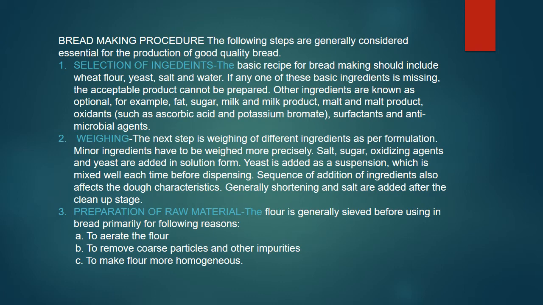So next we are at the third step, that is the preparation of raw materials. How are you going to prepare the raw materials? First, the flour is generally sieved before using it for bread primarily for the following: to aerate the flour, to remove the coarse particles and other impurities, and to make the flour more homogeneous.